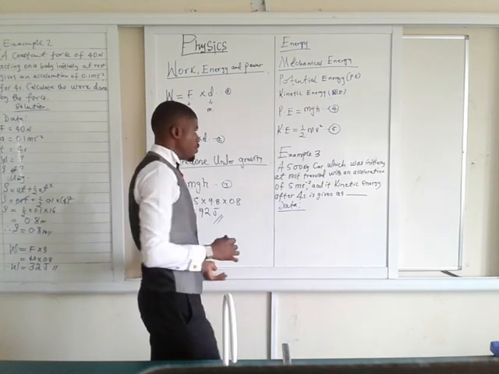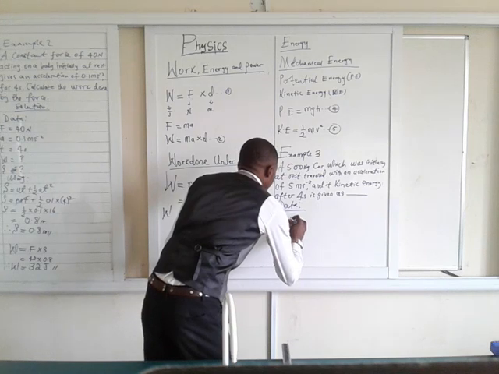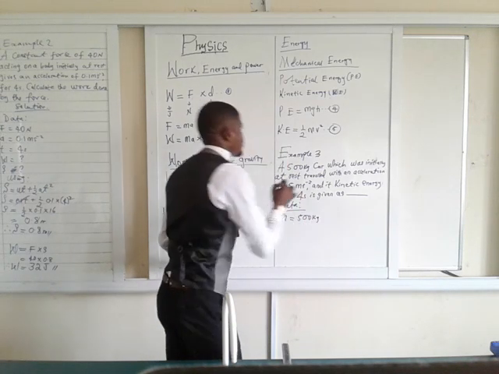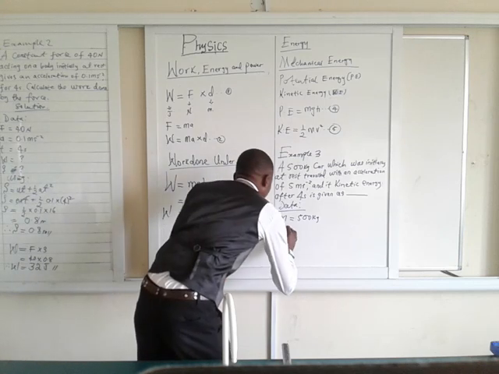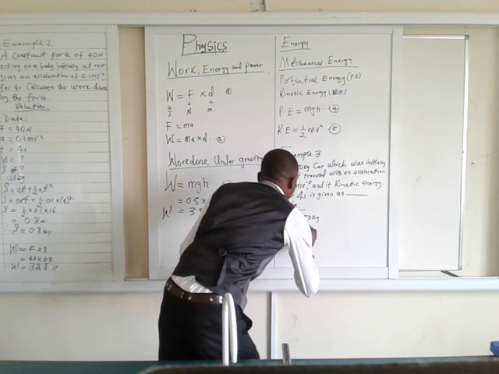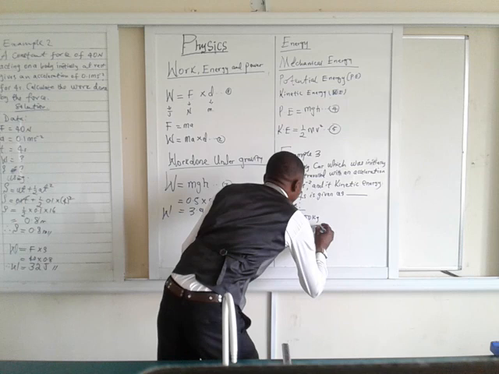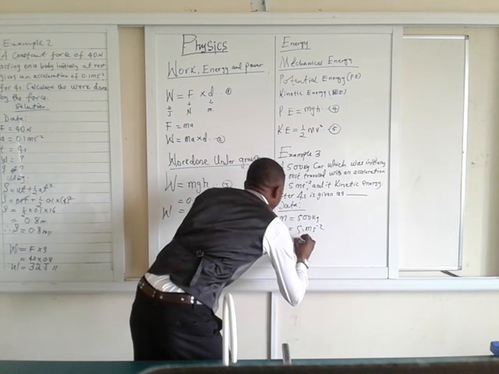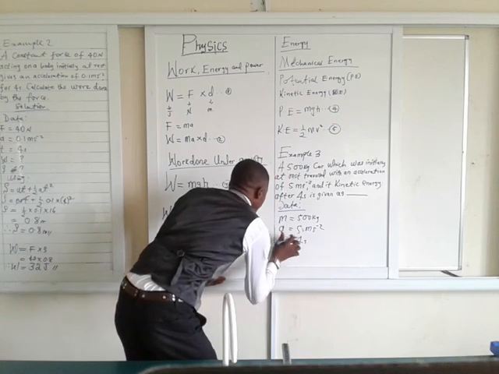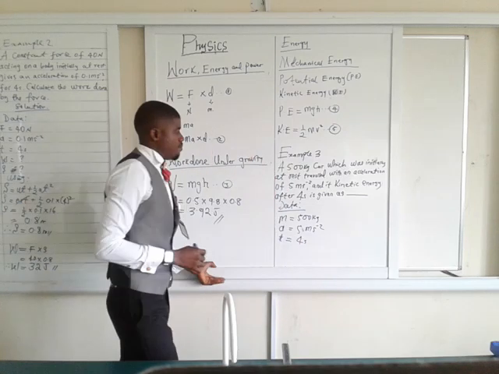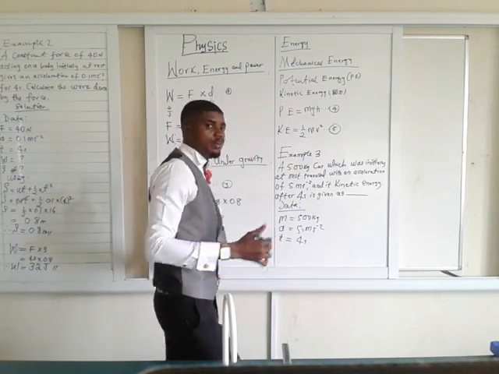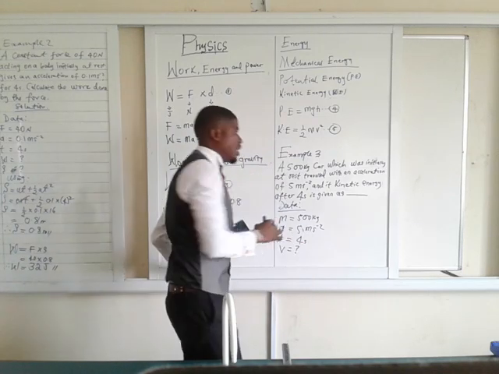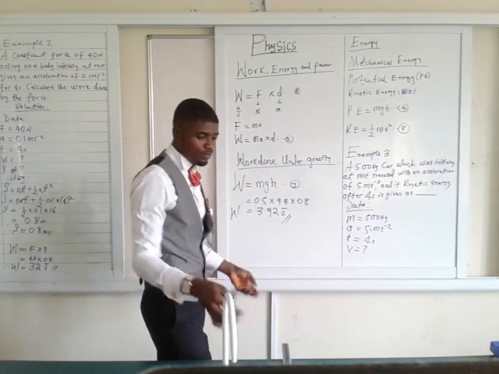From the equation above, your mass M is given as 500 kilograms, your acceleration A is given to be 5 meters per second squared, and your time T is given to be 4 seconds. Mind you, the velocity of the moving object is not given, so you have V equals question mark. So what do we do?